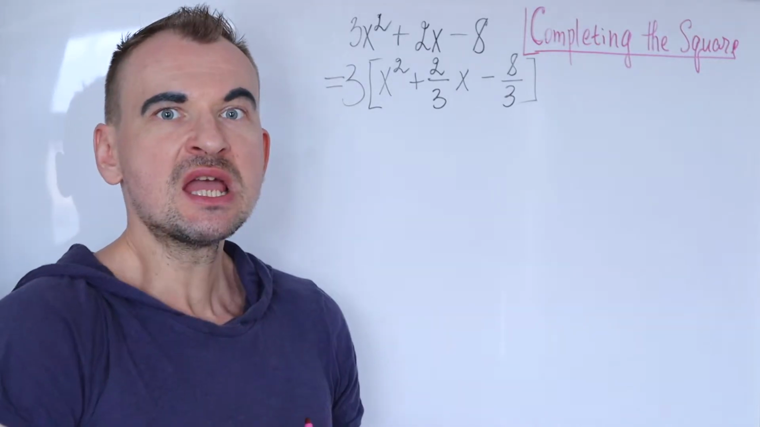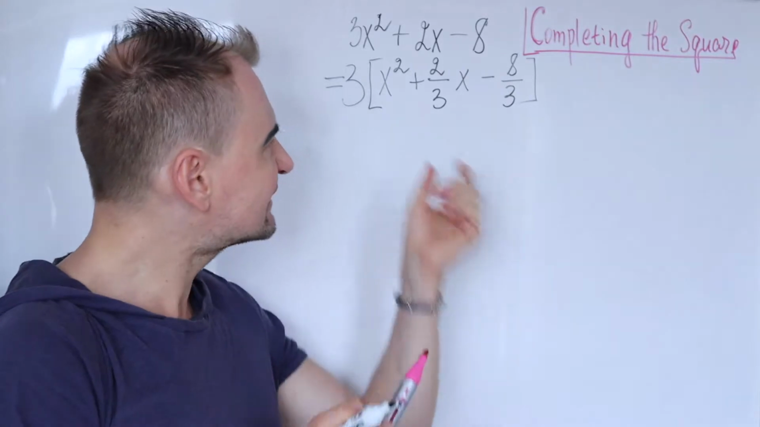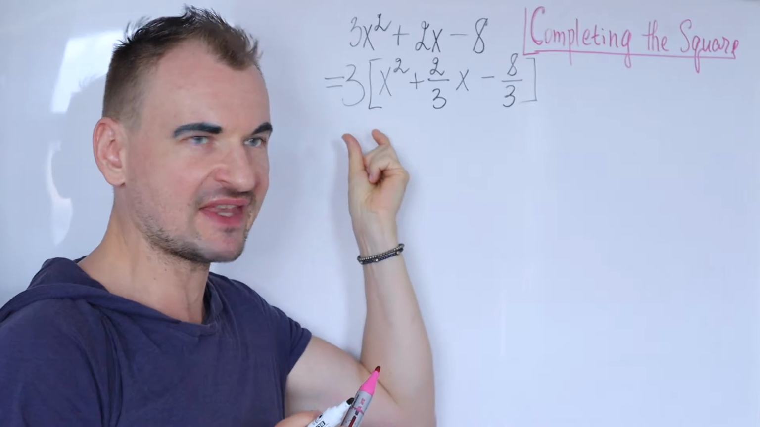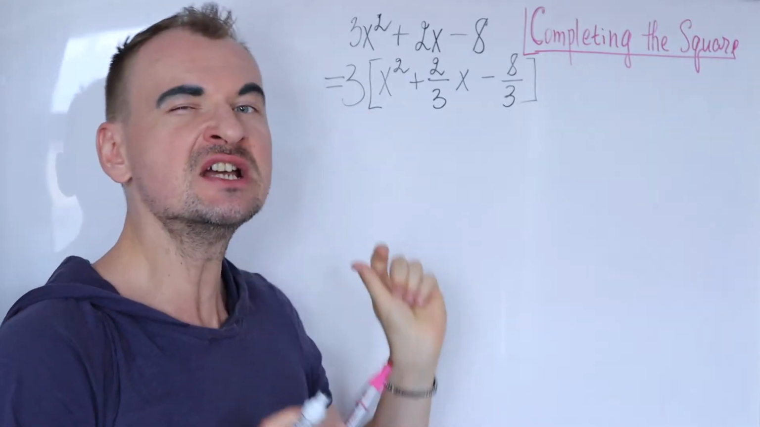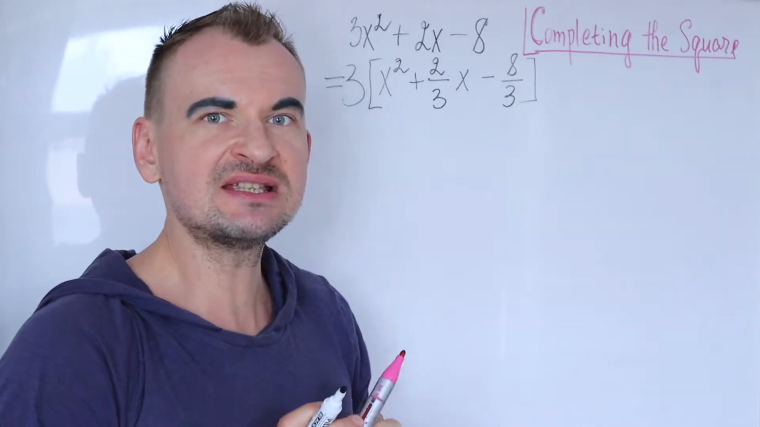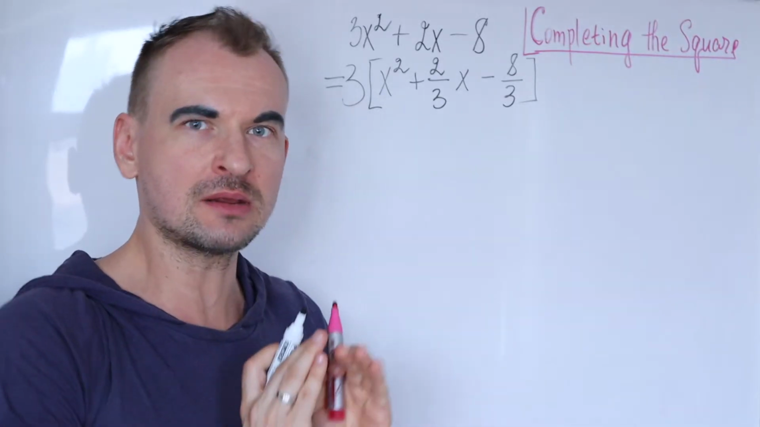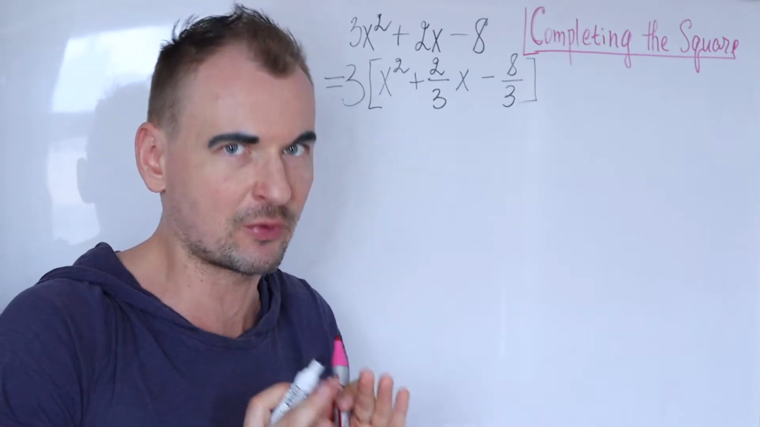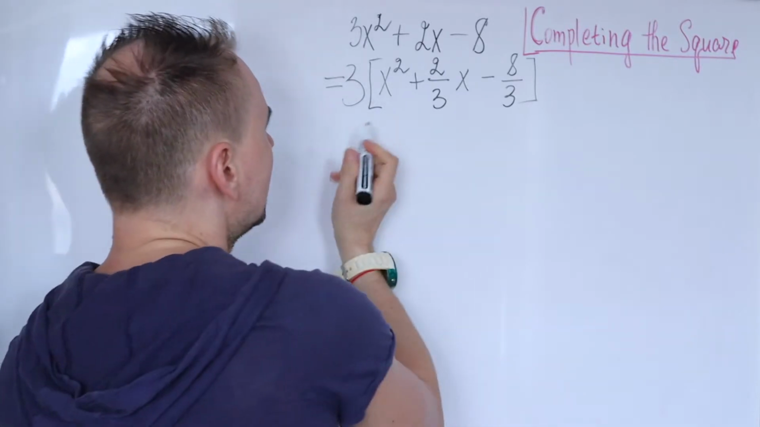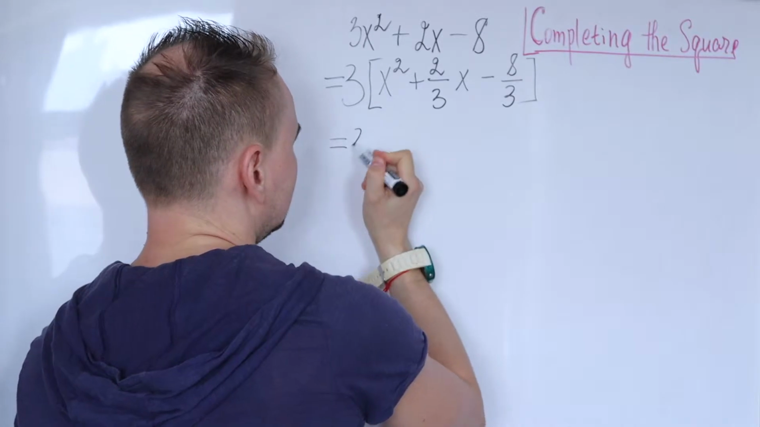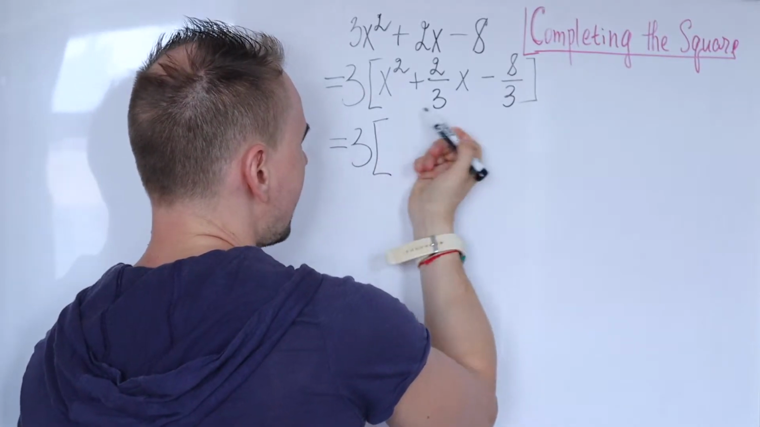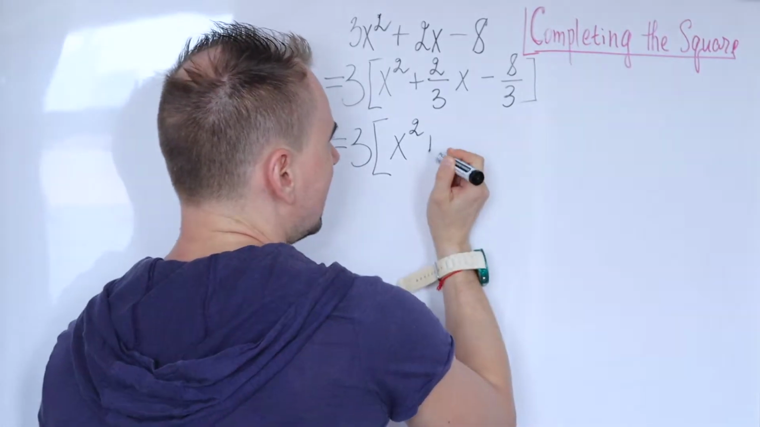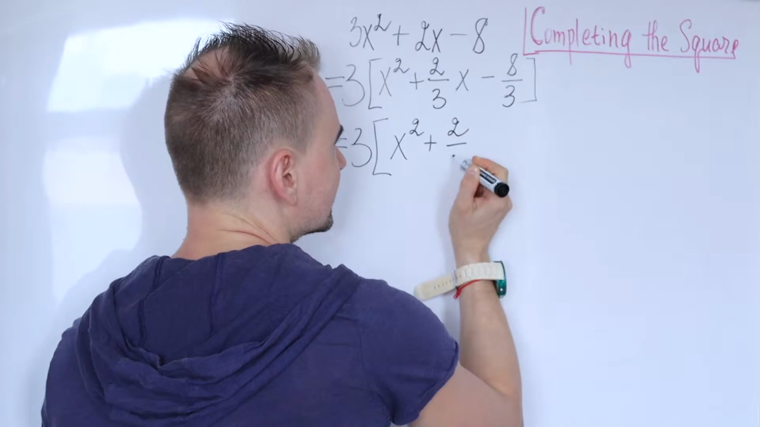Now, from that stage, you are going to carry down this coefficient 3. Do not lose it, since many people forget and they lose this coefficient. It's important. You want to carry it down. In the next line, you would write 3 and open the parentheses. You are going to rewrite the first two terms as is.